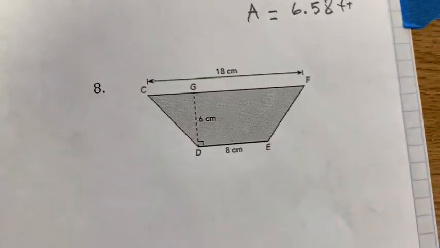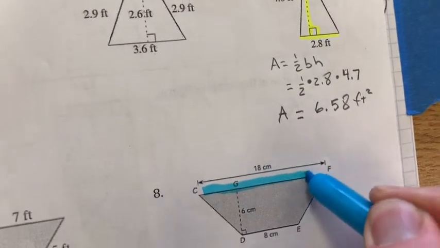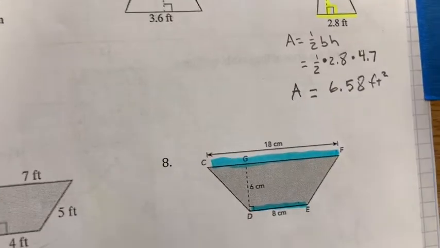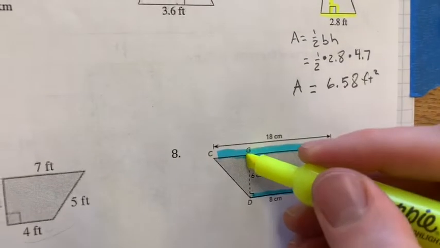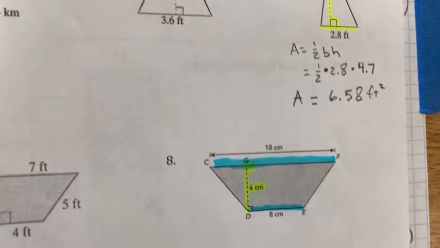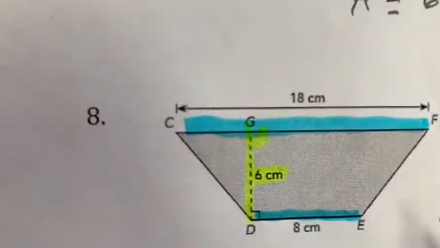My two bases are, I'm gonna highlight these, this side and this side because they're parallel. Those are my bases. And then my height is perpendicular to those bases. Remember, perpendicular means forms a right angle, and I can see that with this little symbol right here.